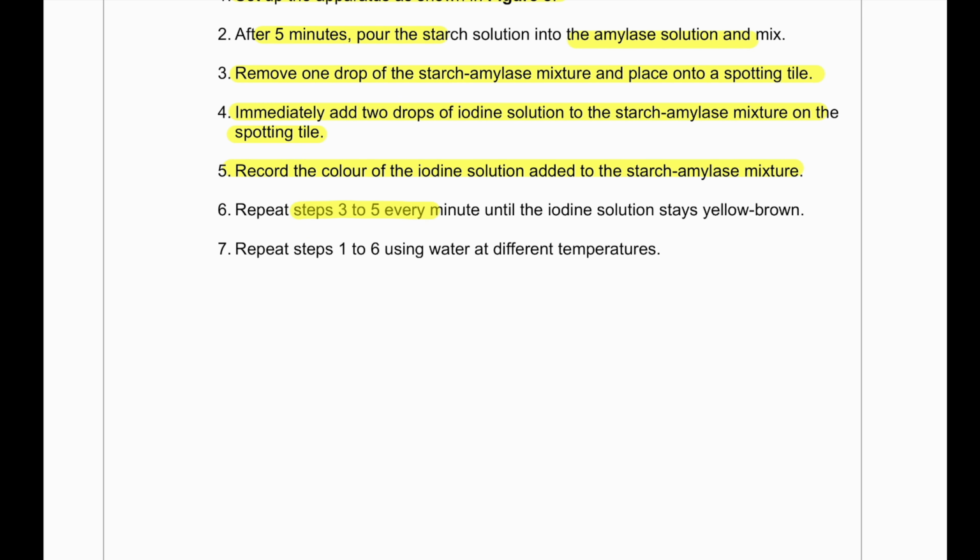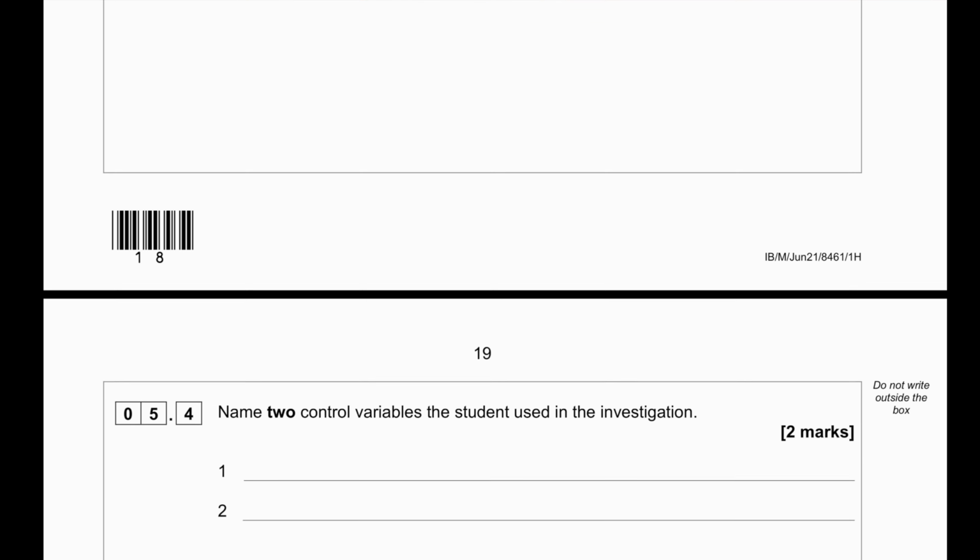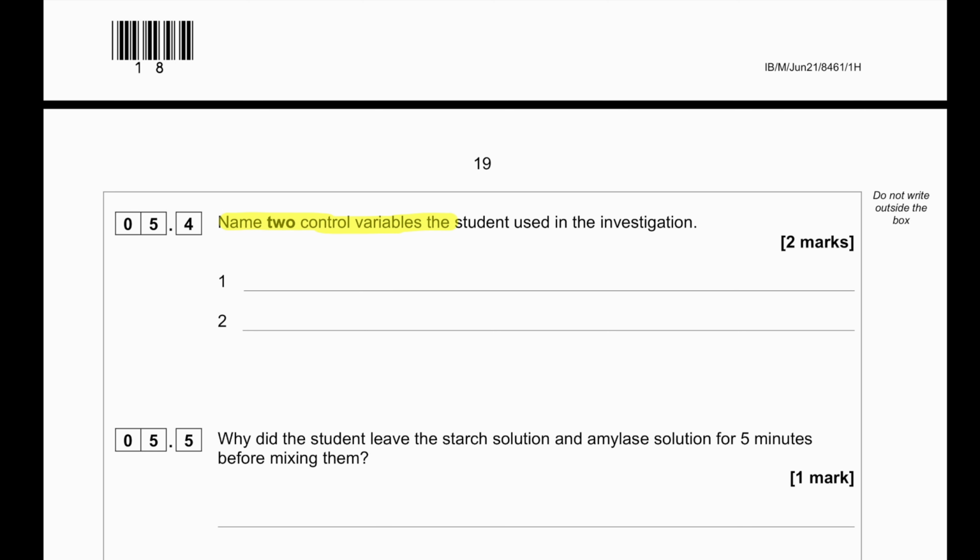Then the process is repeated from steps 3 to 5 every minute until the iodine solution becomes yellow-brown or stays yellow-brown. Repeat steps 1 to 6 using water at a different temperature and record these results. Okay, name 2 control variables the student is using in this investigation.